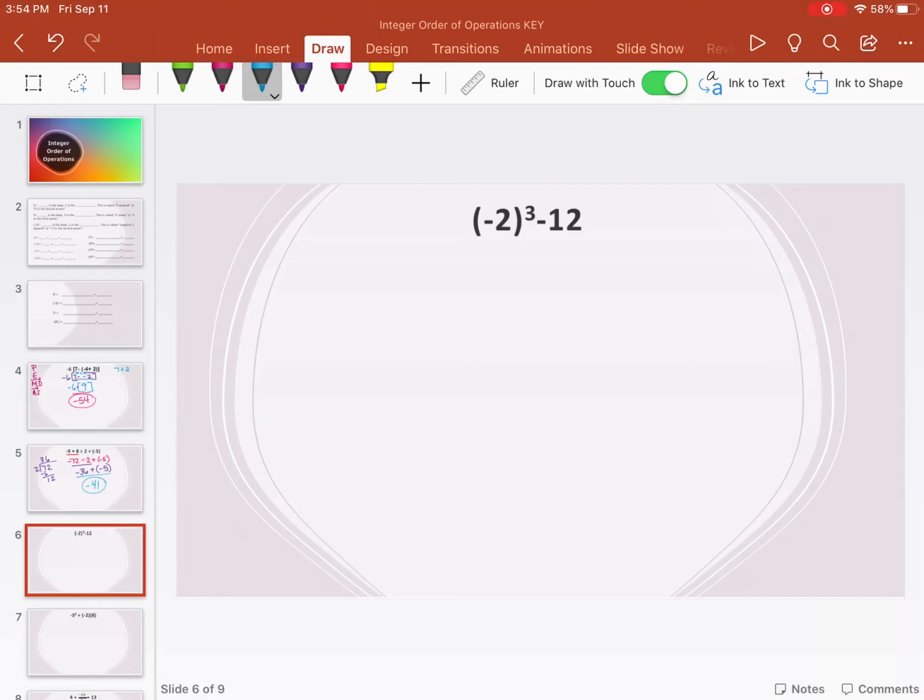Okay, so I'm going to start with this exponent. I'm going to rewrite it off to the side. The exponent is kissing the parentheses, so our base here is a -2. So -2 times -2 times -2. I'm going to do -2 times -2 is +4. +4 times -2 is -8. So this becomes -8 minus 12.